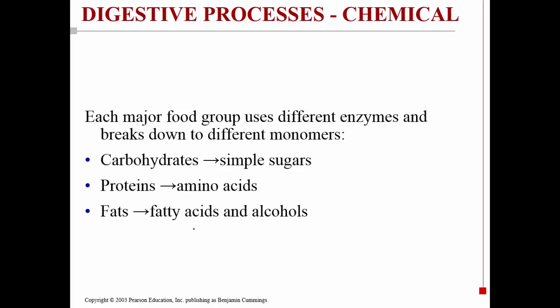Polysaccharides form carbohydrates. The building blocks of proteins are amino acids. When amino acids join, it's called a peptide. Many peptides form polypeptides, which eventually can form proteins. And lastly, fats are formed from fatty acids and alcohol. So you're going to see that each food group has very specific enzymes to break down the food.